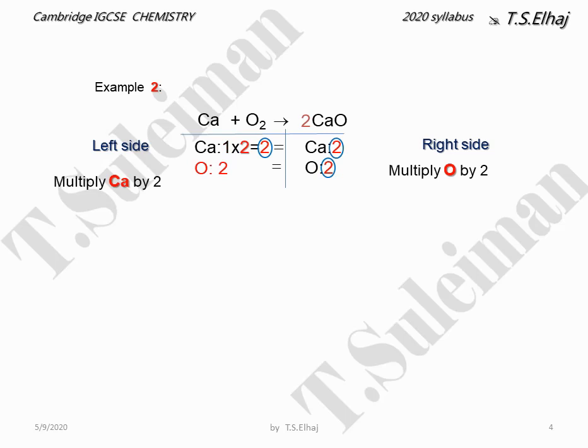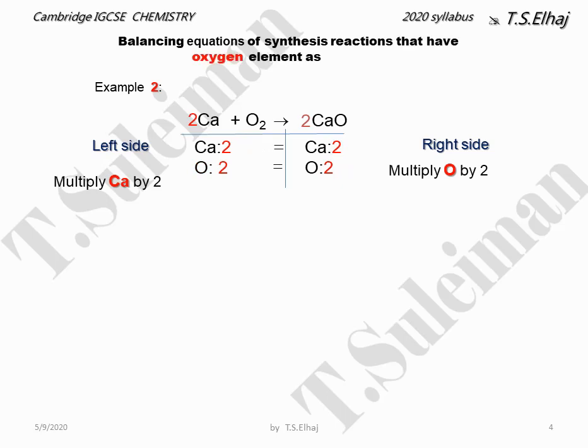Then it becomes the same number of calcium atoms, 2 calcium on the left side and 2 calcium atoms on the right side, so we put the same number in front of calcium. After that, we will have an equal number of atoms of each element on both sides: 2 calcium, 2 calcium, 2 oxygen on the left side, 2 oxygen on the right side. Therefore the equation is balanced.